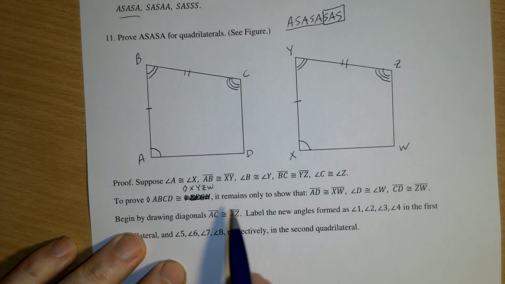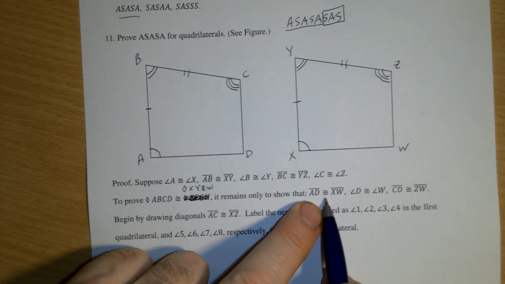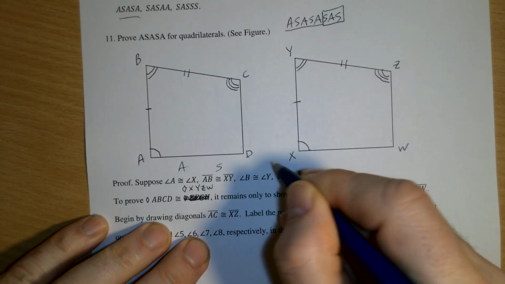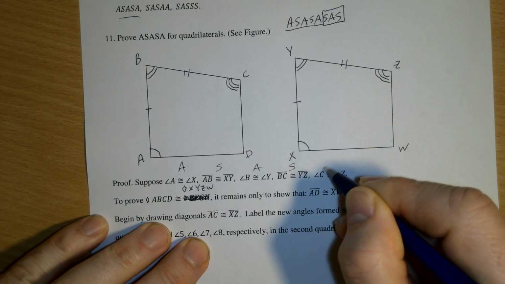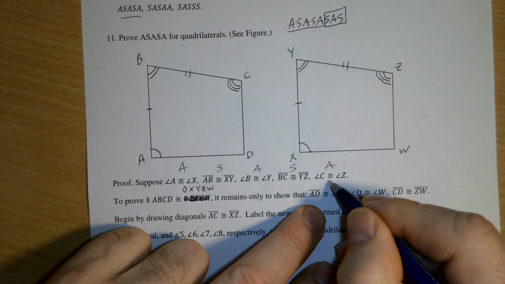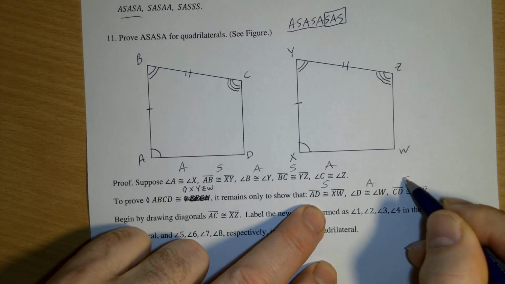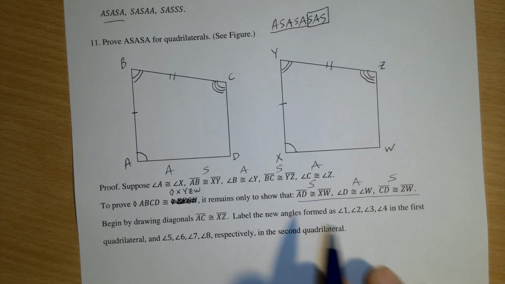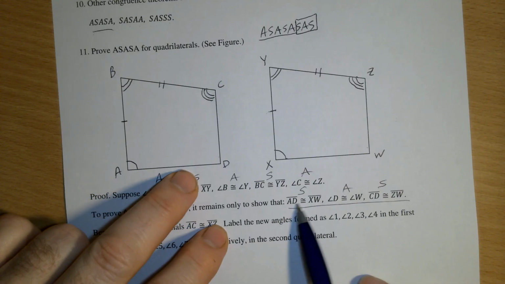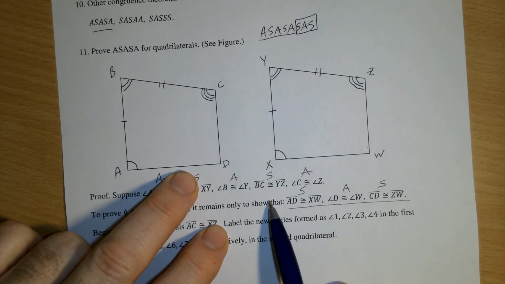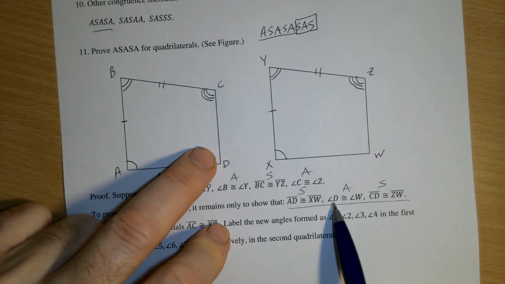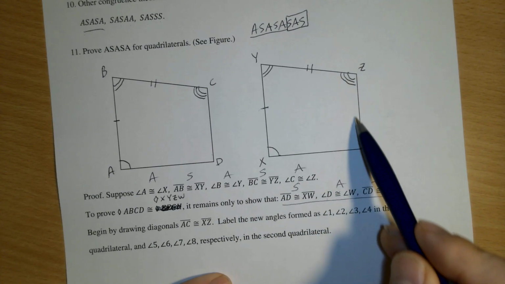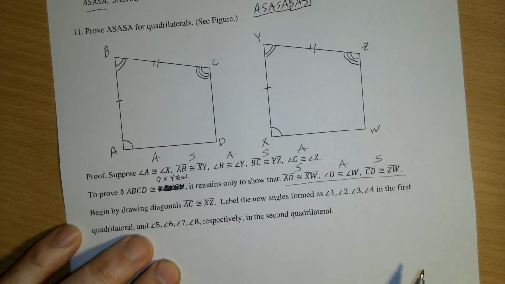Okay, so it remains only to show these 3. So once again, I have an angle, a side, an angle, a side, and an angle. And then I need to go with side, angle, side. This is all I need to show. And let's just make sure I got the letters right. AD, yeah, the bottom side, XW, angle D and angle W, and then this side CD congruent to this side ZW. All right, this shouldn't be too hard.